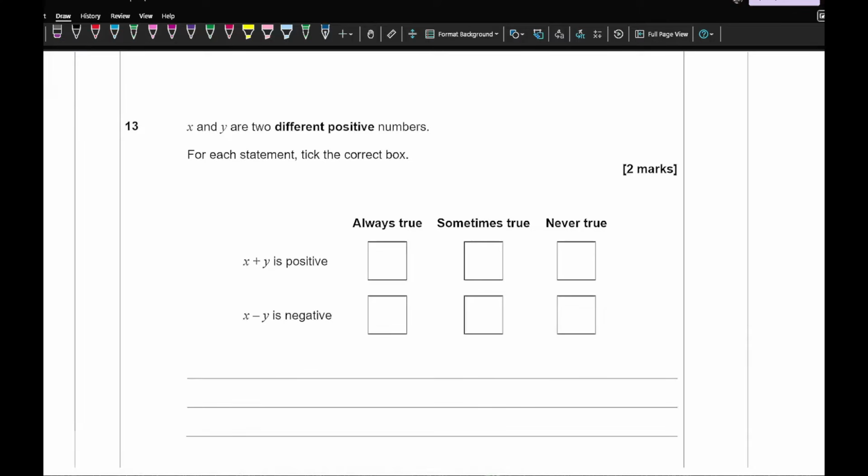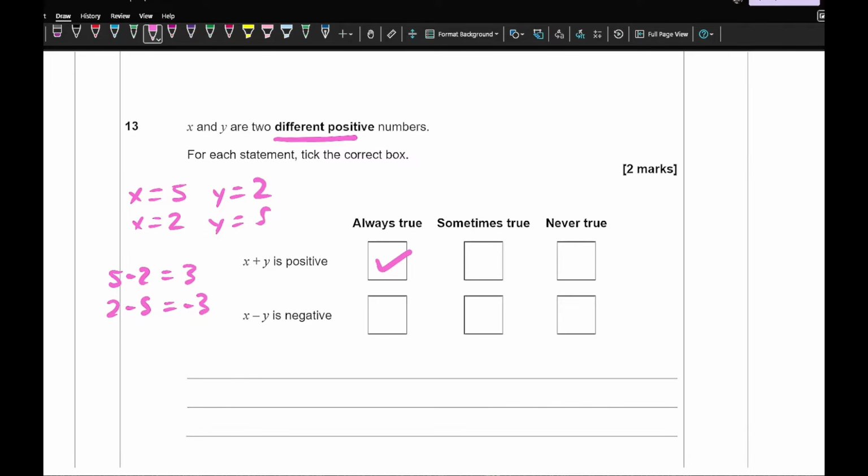Then for question 13, x and y are two different positive numbers. For each statement, tick the correct box. So if x and y are positive numbers, let's say x is 5 and y is 2. Then if I add the two numbers, I'm going to get a positive answer, so that's always going to be true. Then for x minus y is always negative, well, if I did 5 minus 2, which gives me 3, which is a positive number, but let's say x was 2 and y was 5, then that would be 2 minus 5, which gives me minus 3. So as you can see, the answer could be positive or negative. So the box we need to tick then is that it's sometimes true.